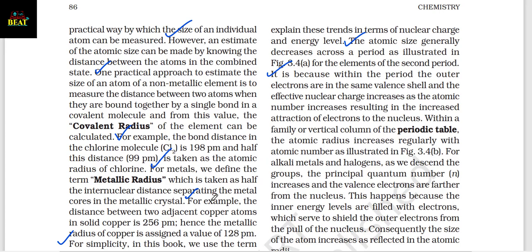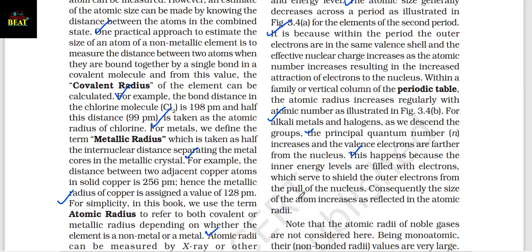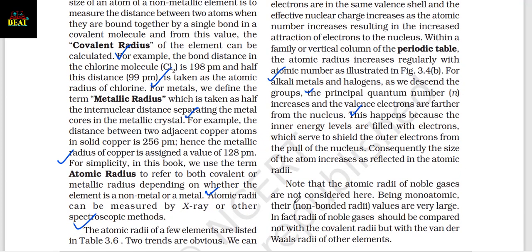Within a family or vertical column of the periodic table, the atomic radius increases regularly with atomic number as illustrated in figure 3.4b. For alkali metals and halogens, as we descend the groups, the principal quantum number increases and the valence electrons are farther from the nucleus. This happens because the inner energy levels are filled with electrons which serve to shield the outer electrons from the pull of the nucleus. Consequently, the size of the atom increases as reflected in the atomic radii.